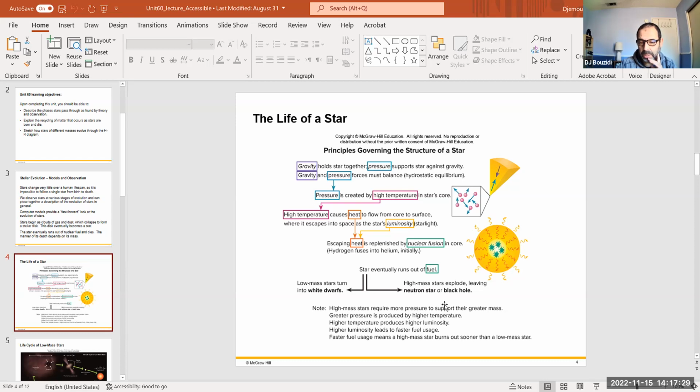Or if it's a high mass star, then one of two possibilities: either it's going to leave behind a neutron star or a black hole. So those are basically the two possibilities that we are facing at this point.